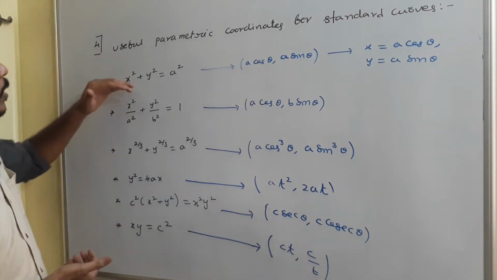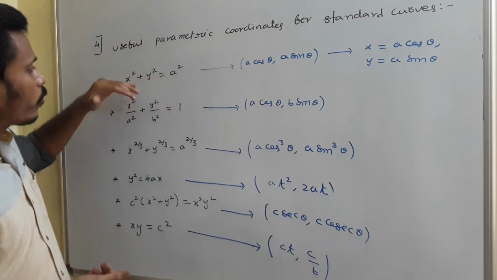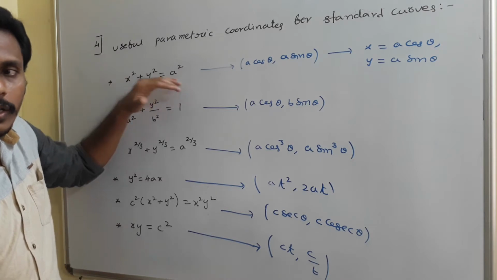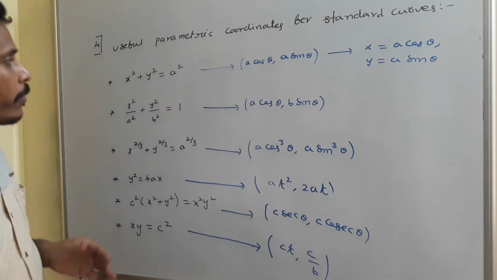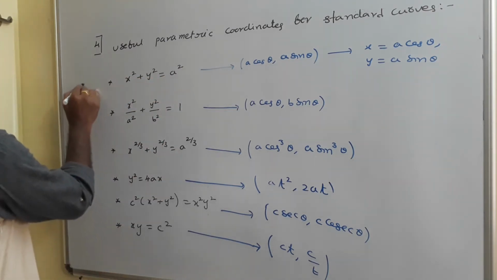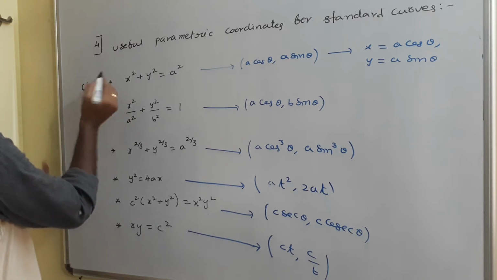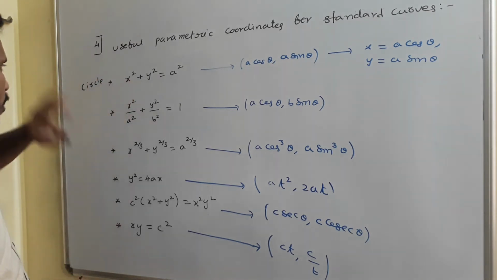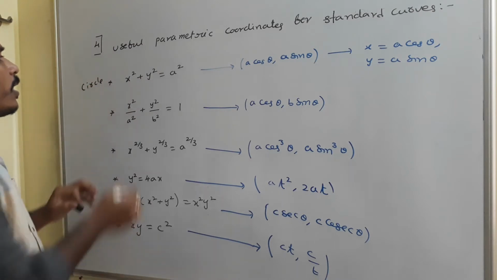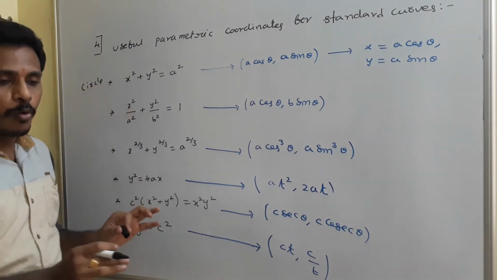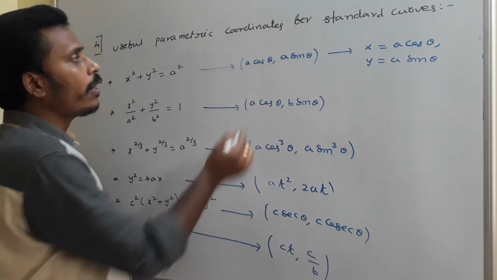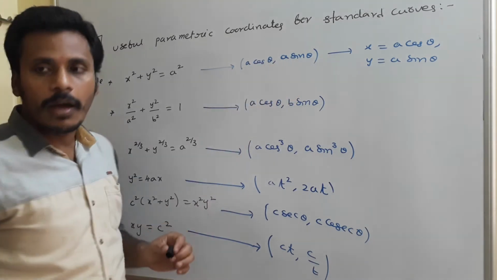First of all, x square plus y square is equal to a square. Actually, this x square plus y square is equal to a square is a circle. So the shape of the curve is a circle. Actually, we don't need it here, but I am just mentioning this is a circle, and on this circle, any point, if you consider that point to be of the format a cos theta comma a sin theta.